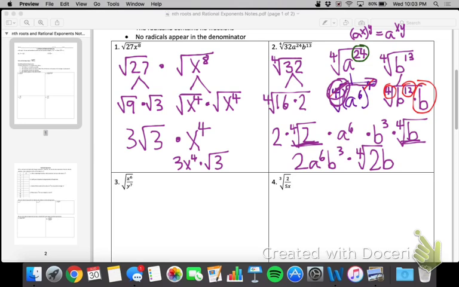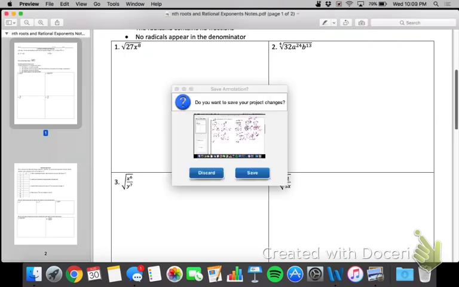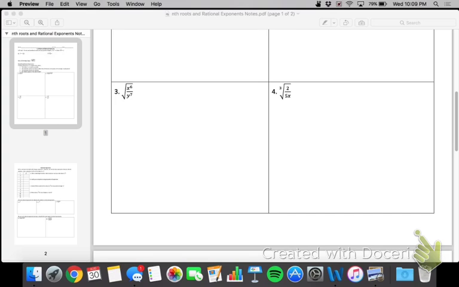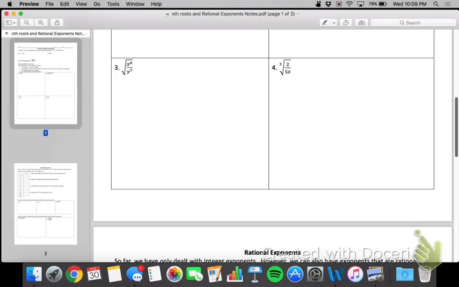So on this next one, we have the square root of x to the 6th divided by y to the 7th. So one property of radicals is that I can split this up. So I can do the square root of the numerator divided by the square root of the denominator.